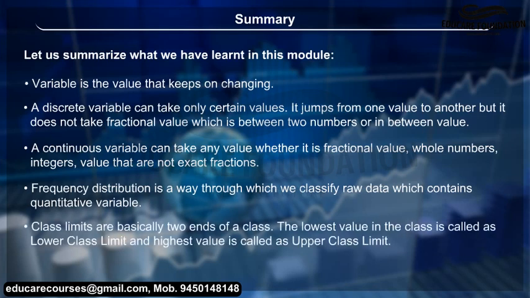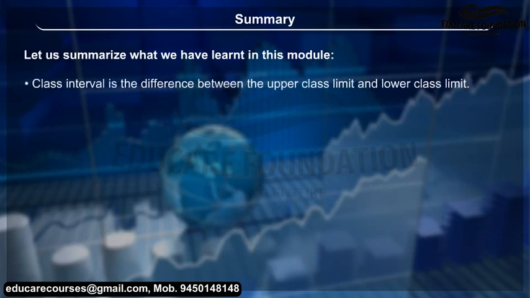Class limits are basically two ends of a class. The lowest value in the class is called the lower class limit, and the highest value is called the upper class limit. Class interval is the difference between the upper class limit and lower class limit.